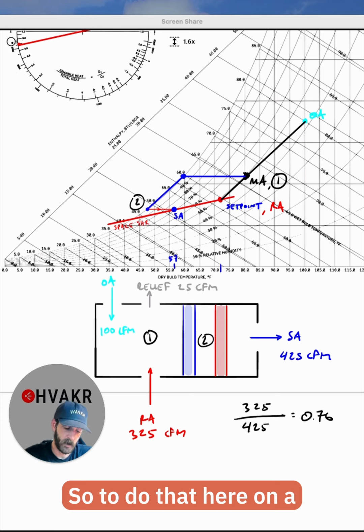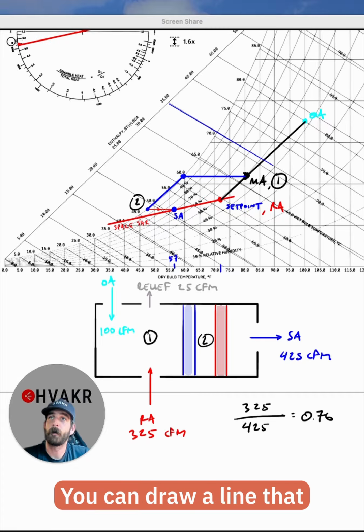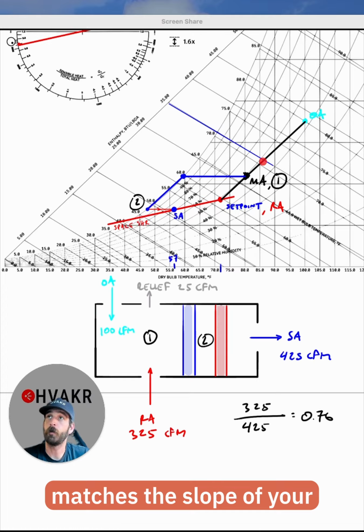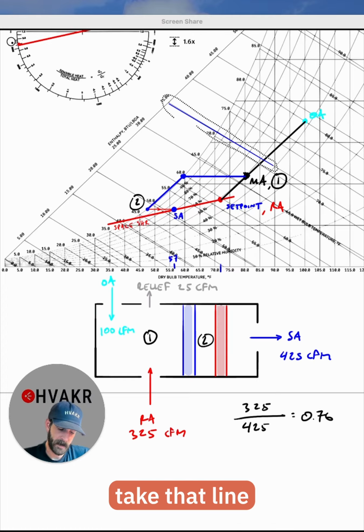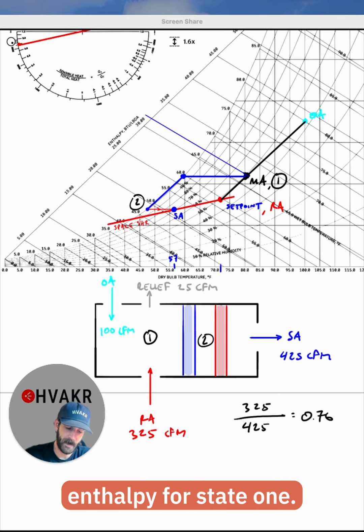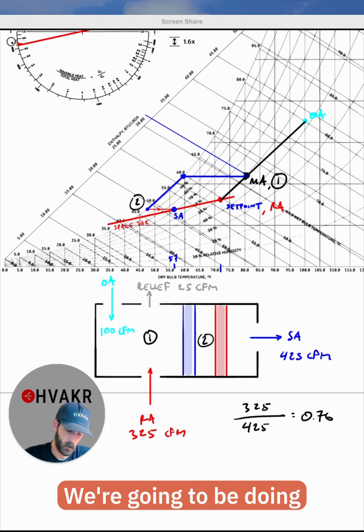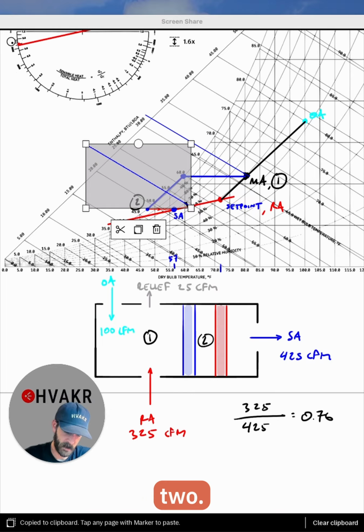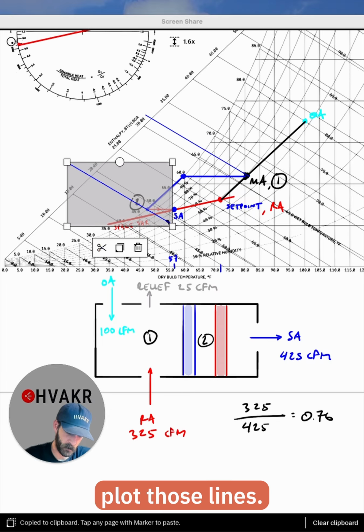So to do that, here on a psych chart, you have your enthalpy lines. You can draw a line that matches the slope of your enthalpy, and then you can take that line, line it up with your state point, and find the enthalpy for state 1. We're going to be doing the same thing for state 2. So let's go ahead and plot those lines.